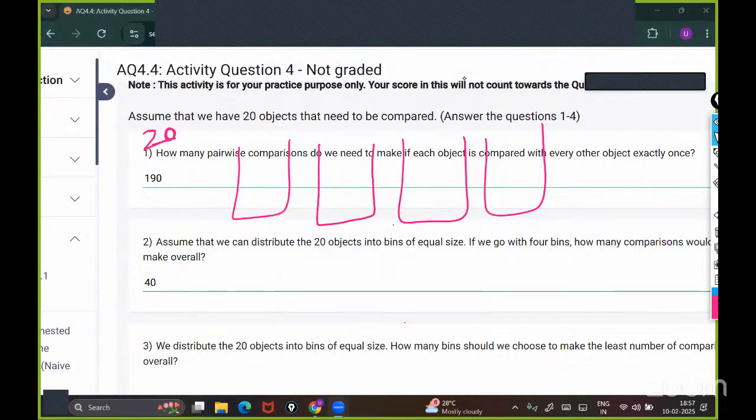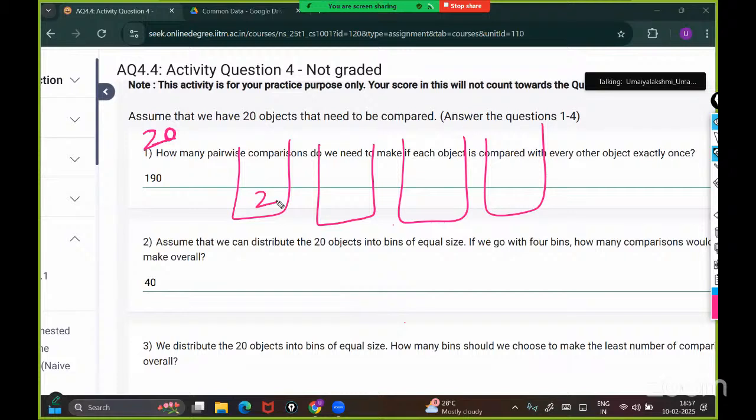So 2 in the sense of how many comparisons can be made? Each bin, I'm asking. Two into 1 by 2, right? Yes. Within this bin, I have to do only one comparison. Similarly here, so across all the 10 bins, for each bin, I'll do only one comparison, right? Yeah, that is the least.